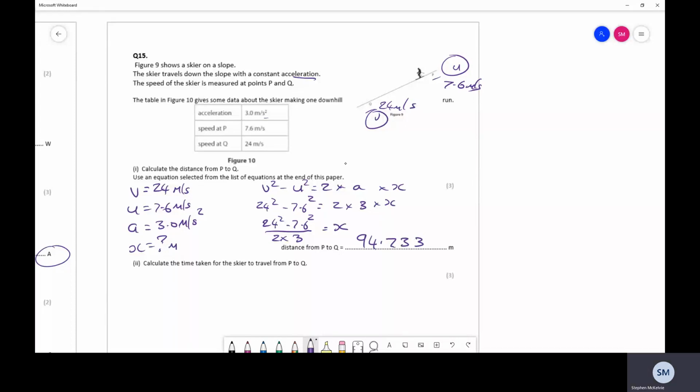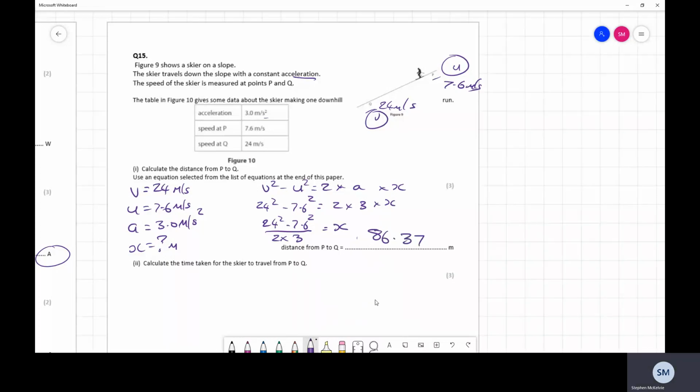I've done something wrong here. That's okay. That's what I've done wrong: I didn't square the 7.6. That's how I knew I was wrong. It's not 94.733, but I was looking at it and it didn't make sense. It seemed to be too big a number. So I looked at my working out in my calculator, and I can easily rectify that mistake: 86.37.